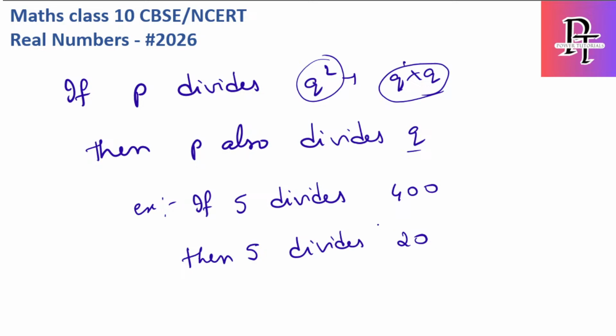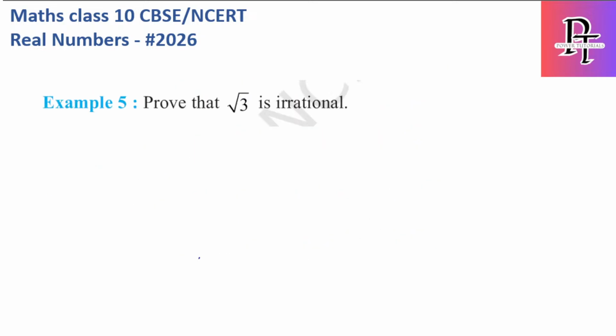Okay, so using this, now we're going to solve all the questions of exercise 1.2, and we're going to prove that root of any prime number, or a combination of roots of prime numbers, is irrational. So let's prove the first one. Prove root 3 is irrational.